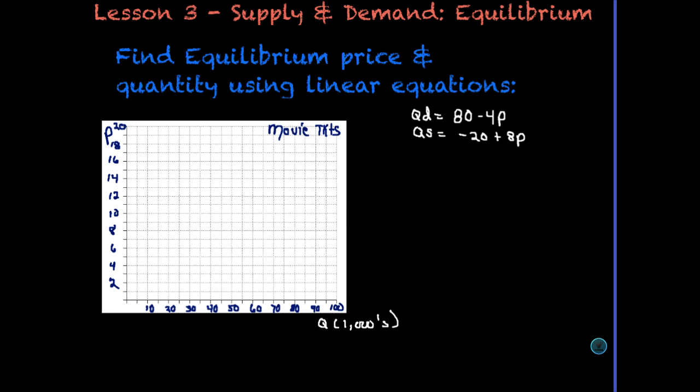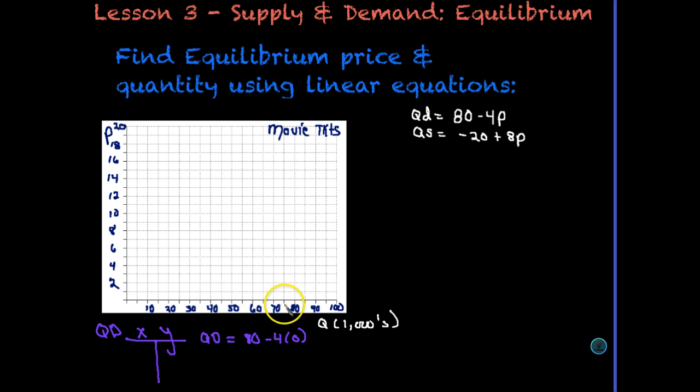When we graph, remember that it's as simple as just coming up with some points. So let's look at our first equation, the quantity demanded. And the easiest thing is to look for some intercepts maybe. So if we made P be 0, in this case we would have the quantity demanded is equal to 80 minus 4 times 0. 4 times 0 is just 0, so the quantity demanded would be 80.